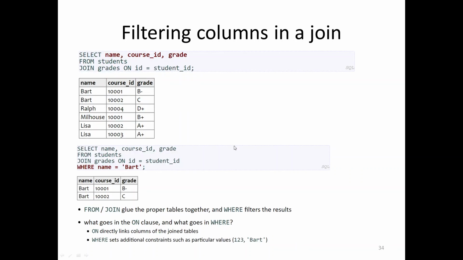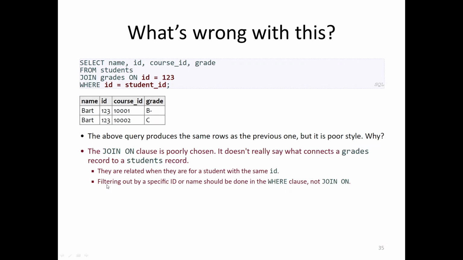So how can I do the projection on the columns? I can say name, course ID, and the grade. And then I can put some filters here. I can say I just want only Bart. I don't want Ralph, Milhouse, or Lisa. So I can say where name is equal to Bart, right? This will give me the grades for Bart for a given course ID.